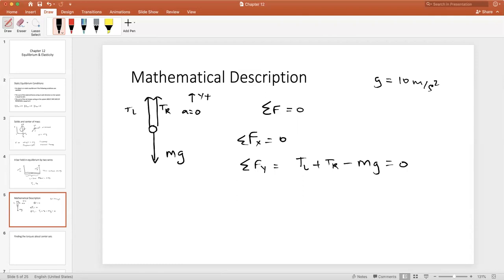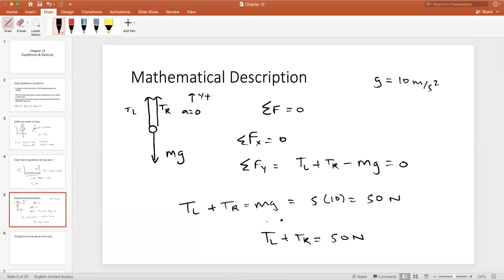So what we have here is that T left plus T right is equal to mg. And I said that m was 5. So this is 5 times 10. This is 50 newtons, okay? So we have one equation. T left plus T right is 50 newtons. We have two unknowns though, T left and T right. So we can't solve this yet. And so how we're going to solve it is we're going to need another equation.